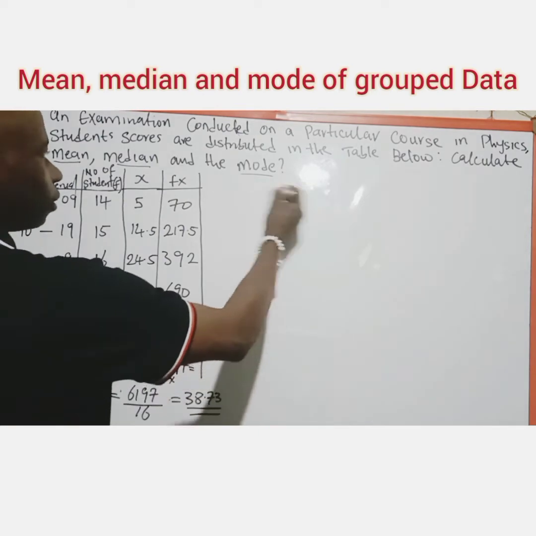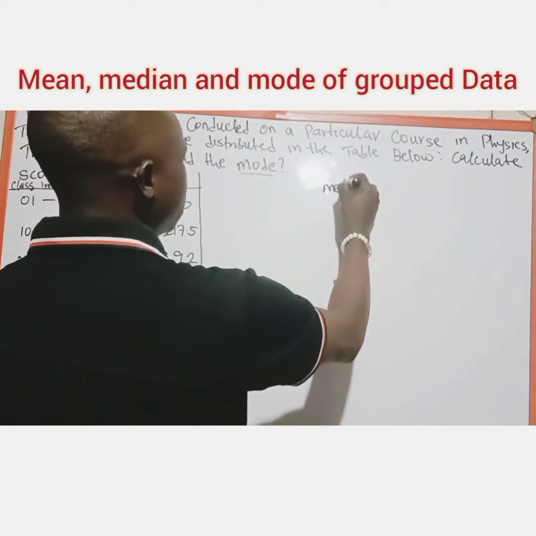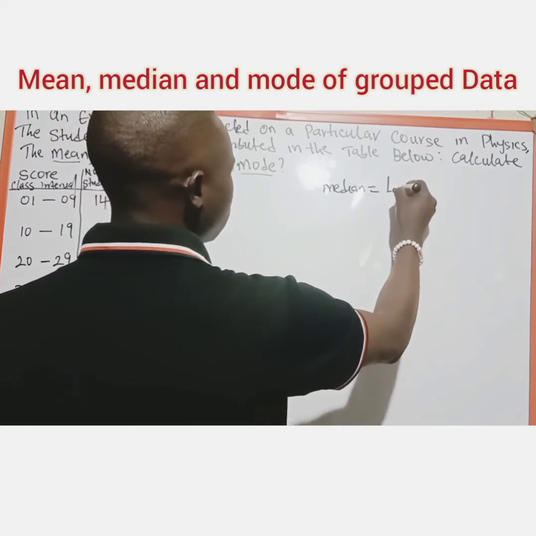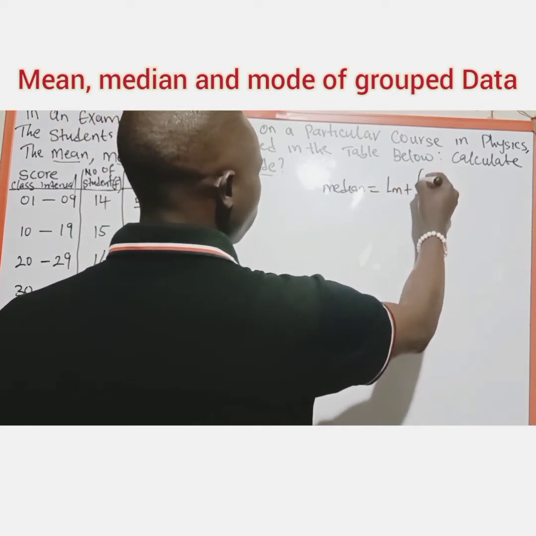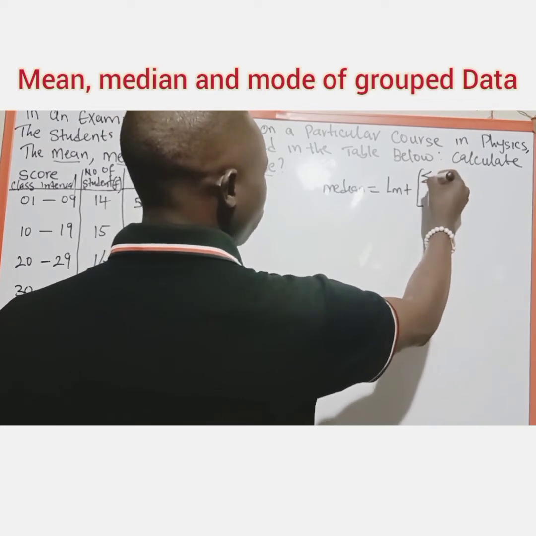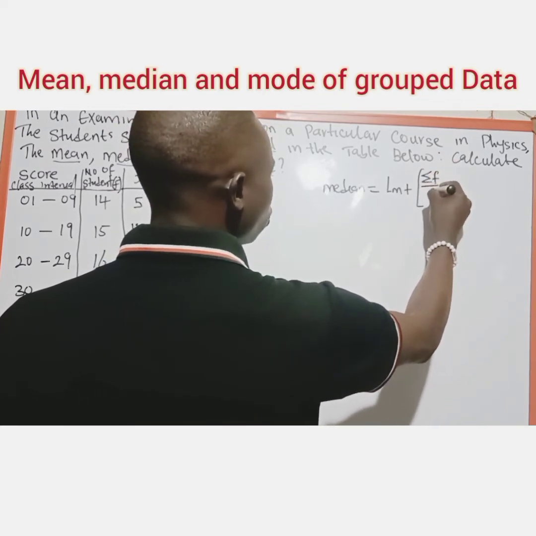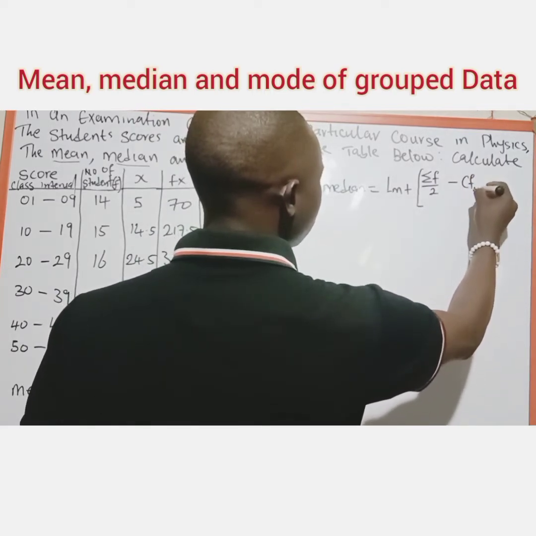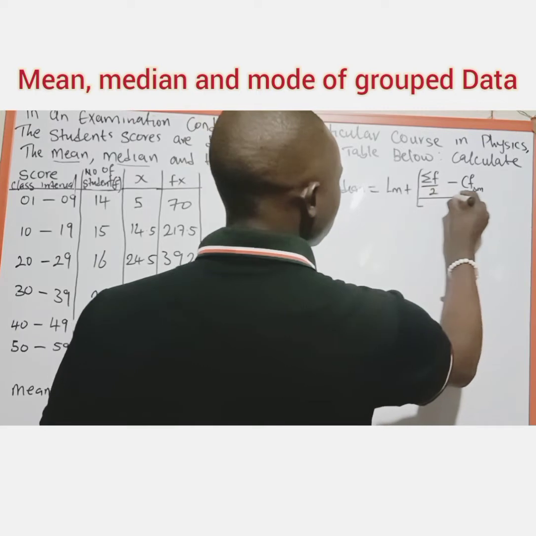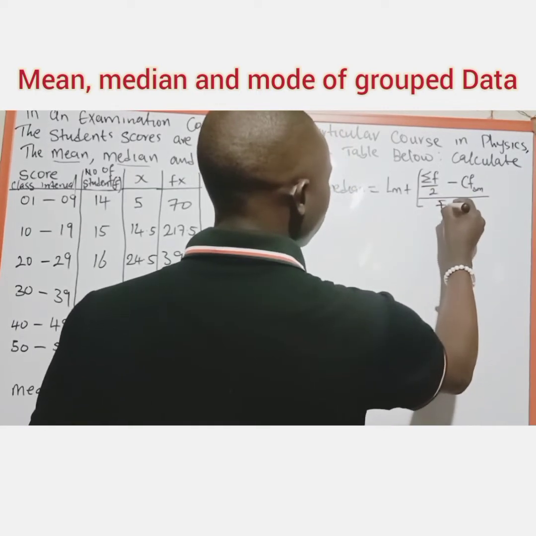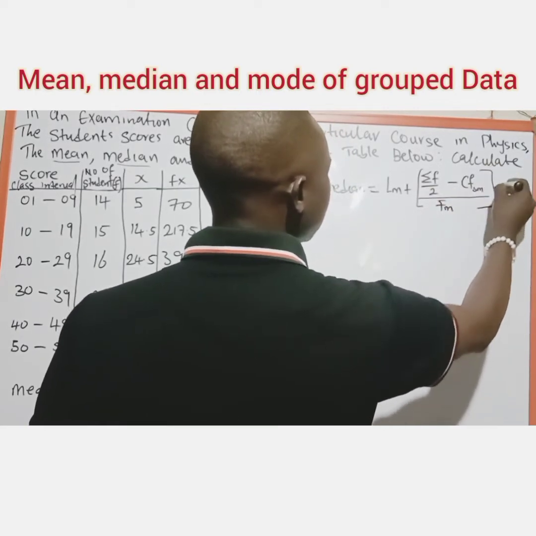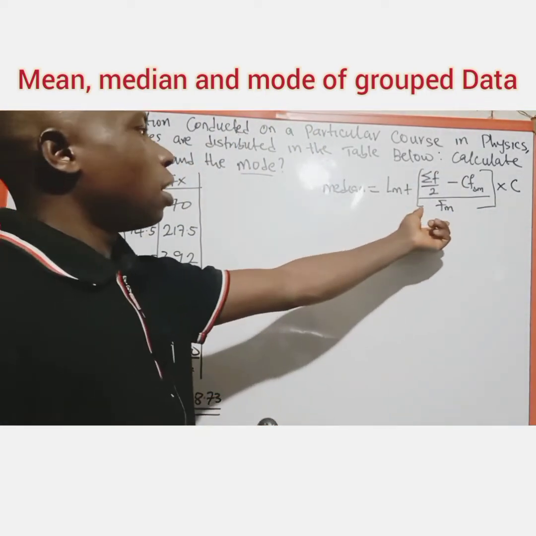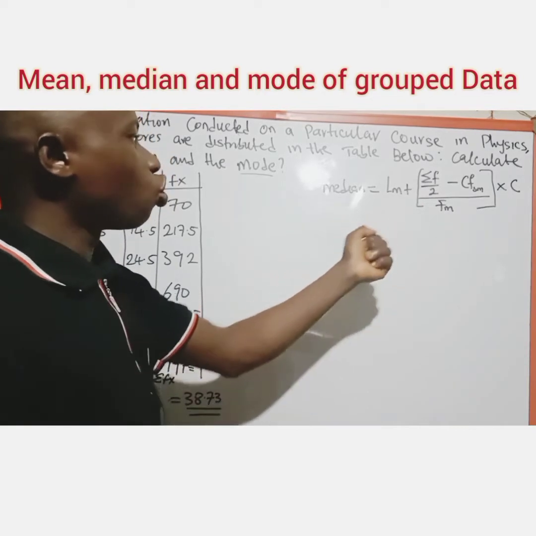The formula to calculate the median is equal to the lower class limit of the median, plus, you open a bracket, summation of frequency divided by 2, then minus the cumulative frequency before the median, everything divided by the frequency of the median, then you close the bracket, multiply by C. So this is the formula to calculate the median of a grouped data.